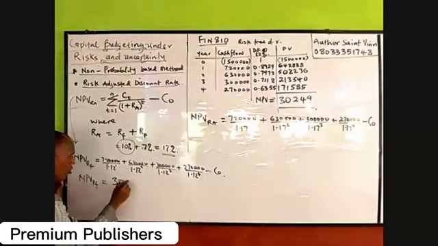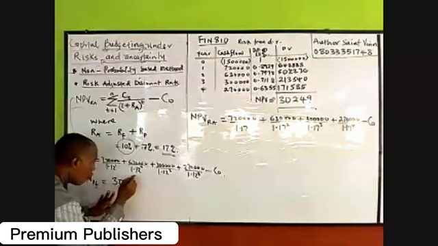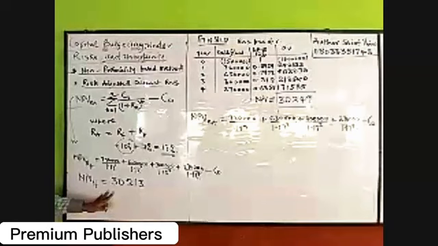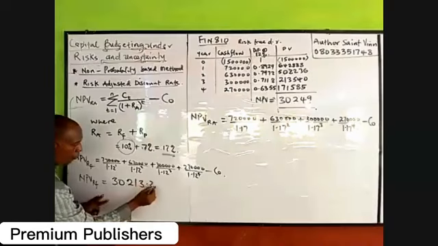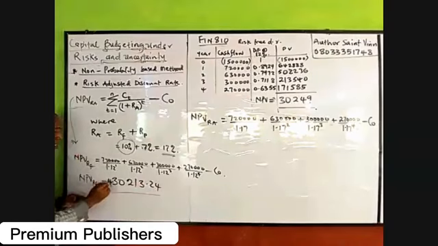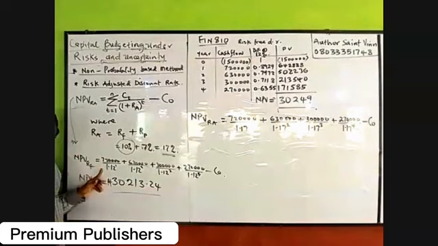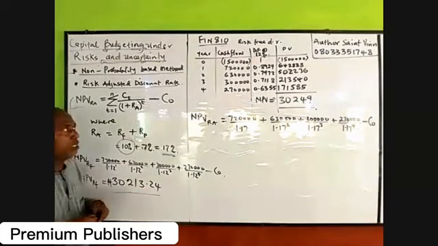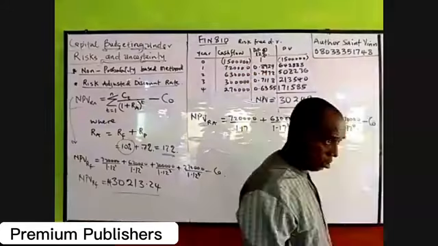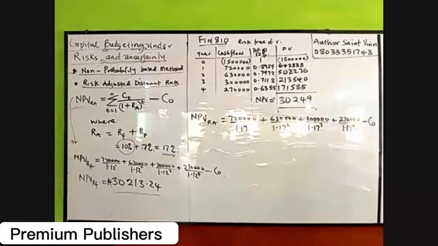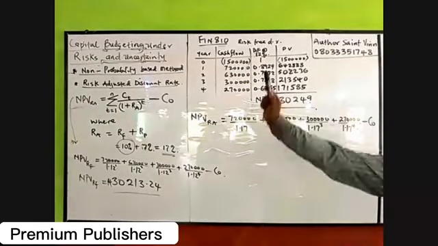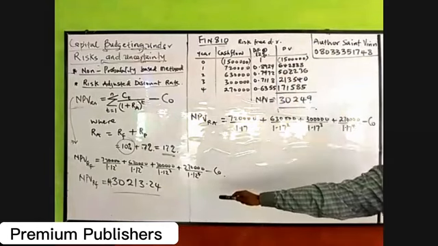30,213.24. This one is more accurate. Listen, here there's a lot of approximation that will affect the people. But in this one there's no approximation, so this one is more authentic.